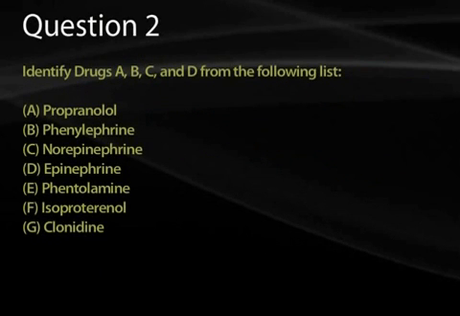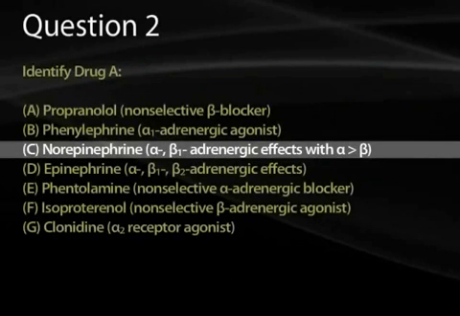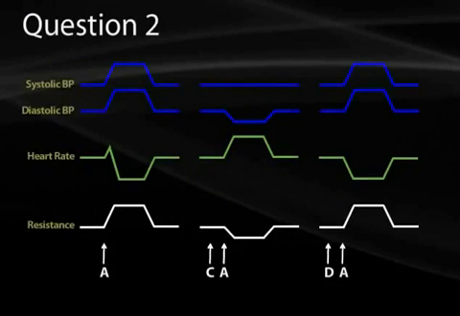So drug A, we said, has alpha-1 activity, right? It has beta-1 activity. Okay? It has slight beta-2 activity. Drug A is norepinephrine. And we see this mostly because norepinephrine will raise both systolic and diastolic blood pressure. And its alpha effects are stronger than its beta-1 effects.